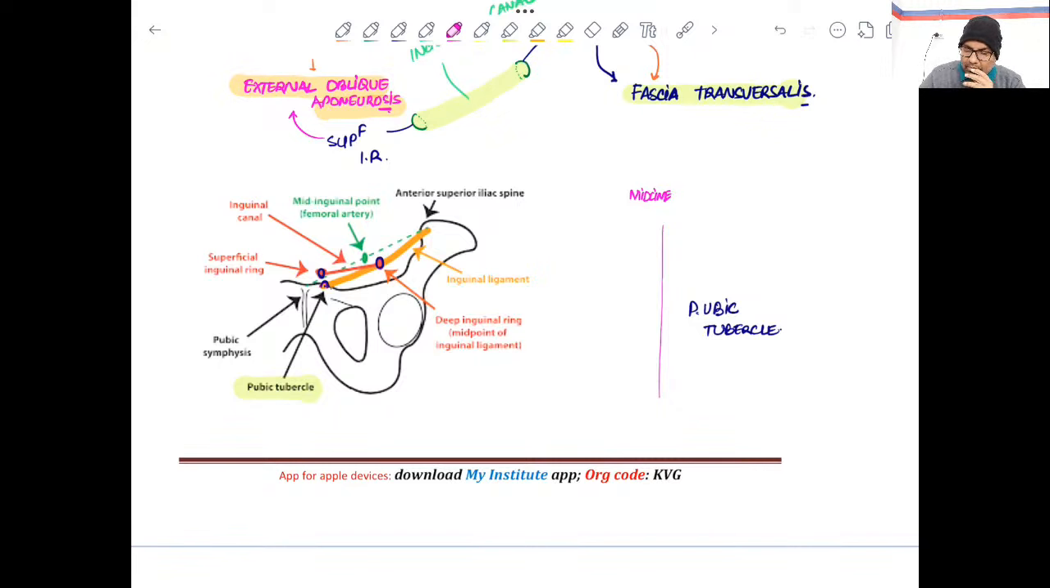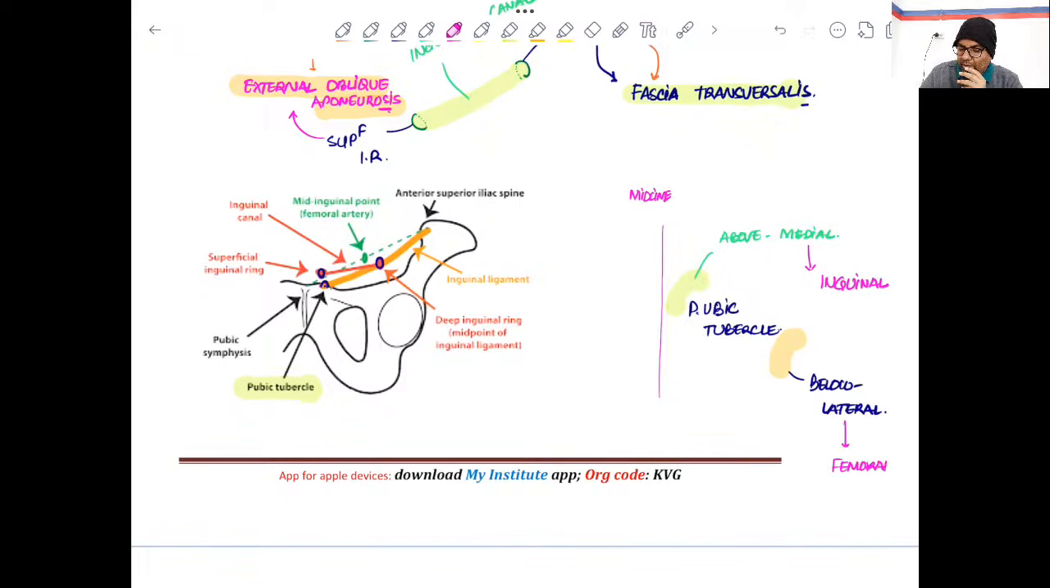If the herniated sac is present here, that is above and medial, this is one possibility. Or the herniated sac can be here, that is below and lateral. Clear? So above medial, below lateral. Now if it is above medial, this is inguinal hernia, and if it is below lateral, this is femoral hernia.